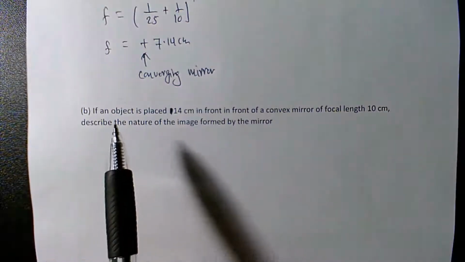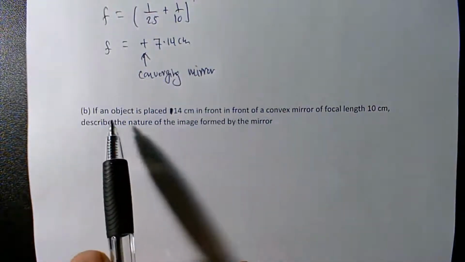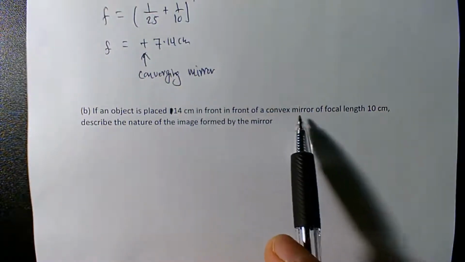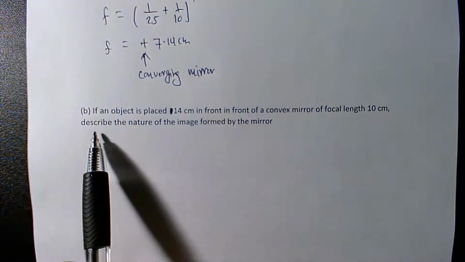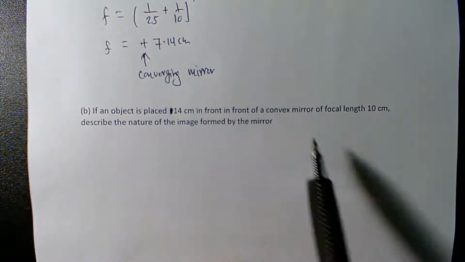So here's the next problem. This is a problem on a convex mirror, which is a diverging mirror. If an object is placed 14 centimeter in front of a convex mirror of focal length 10 centimeter, then describe the nature of the image formed by the mirror.